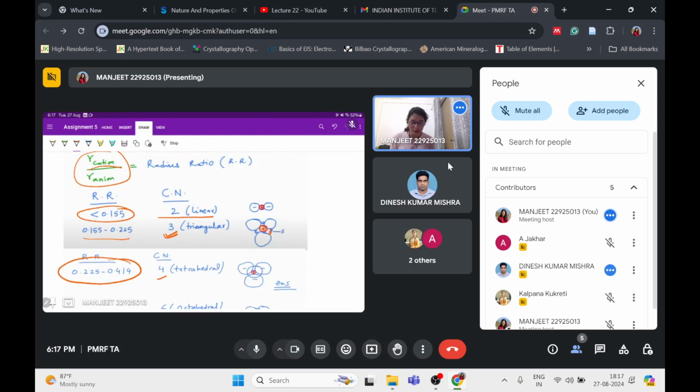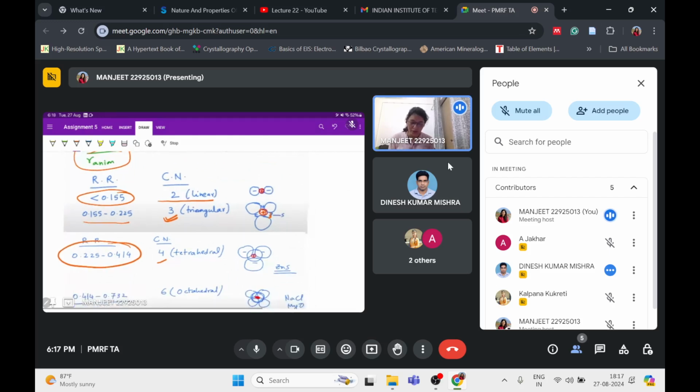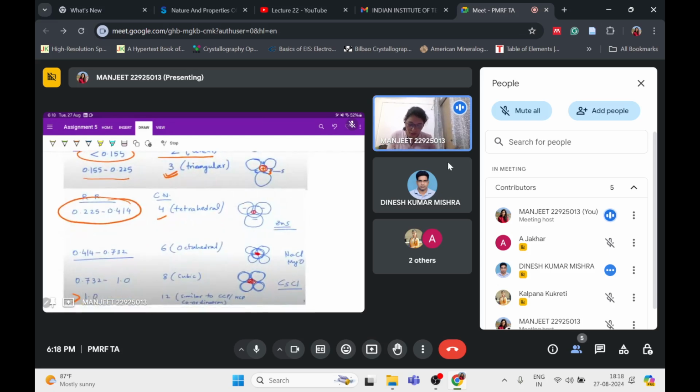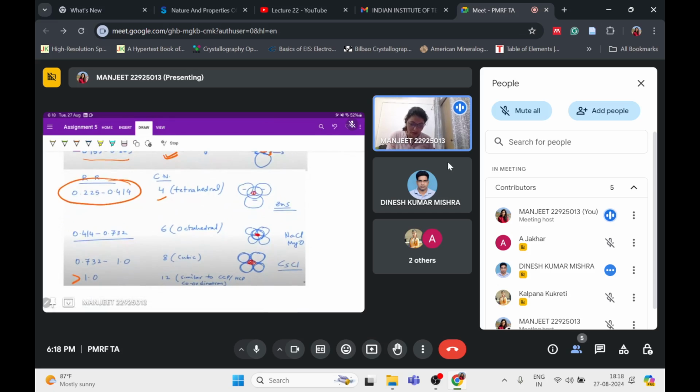So remember this one: for radius ratio less than 0.155, the coordination number will be 2; for 0.155 to 0.225, it will be 3; for 0.225 to 0.414, it will be 4; for greater than 0.414 up to 0.732, the coordination number will be 6; for 0.732 to 1, the coordination number will be 8; and if it is greater than 1, the coordination number will be 12.